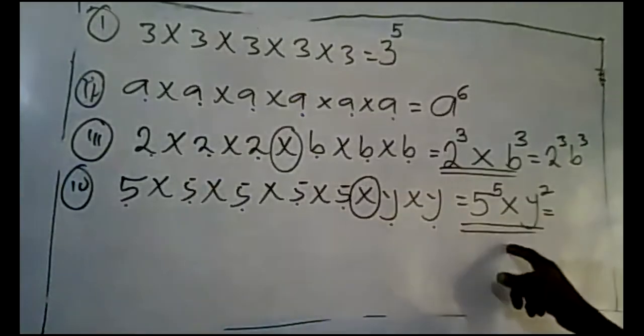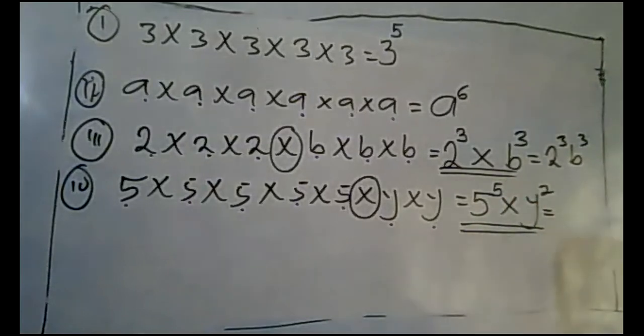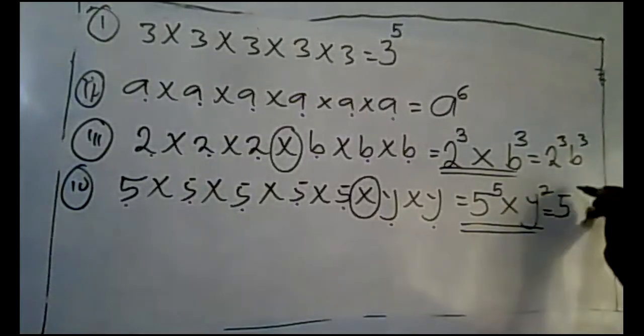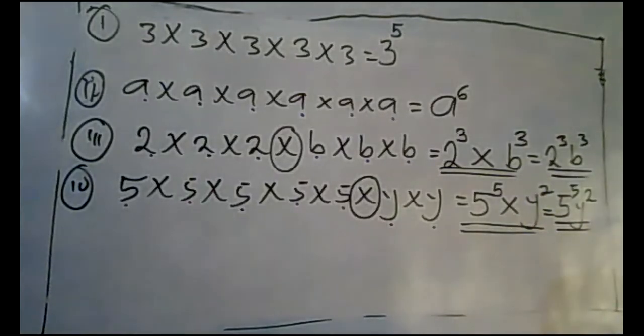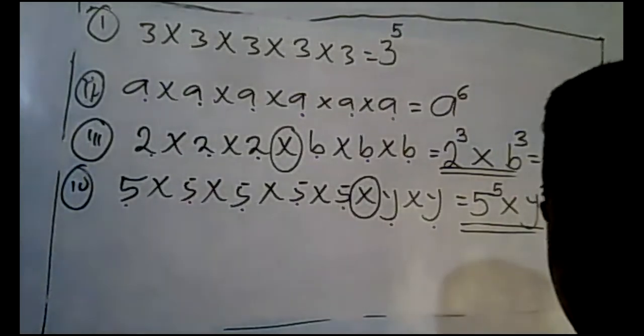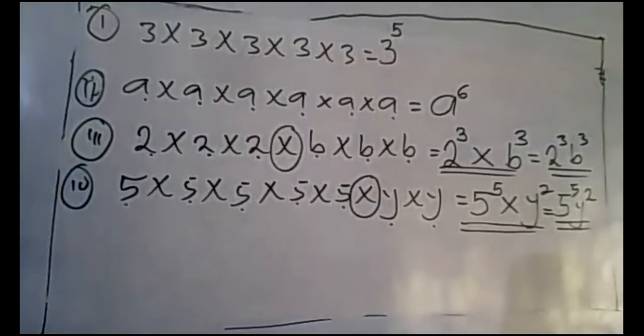So in that manner, 5 raised to power 5 times Y raised to power 2 can be 5 raised to power 5, Y raised to power 2. So you can write it this way, and that is your answer. Is that clear? Do you understand? Can we proceed now? Yes, we can. So let's go on to number 2 of that exercise.